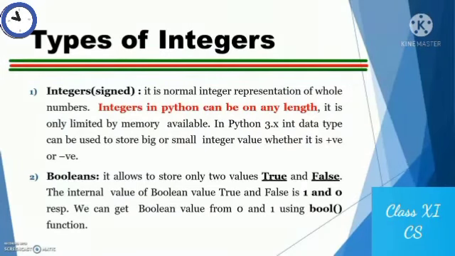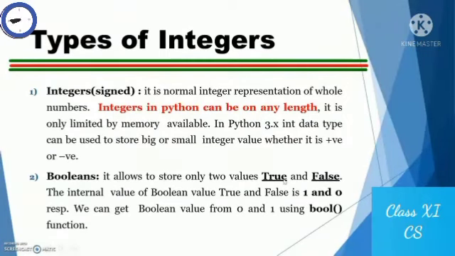Next are the booleans. It allows us to store only two values. They are True and False. The internal value of boolean True and False is 1 and 0 respectively. We can get a boolean value from 0 and 1 using the bool function.